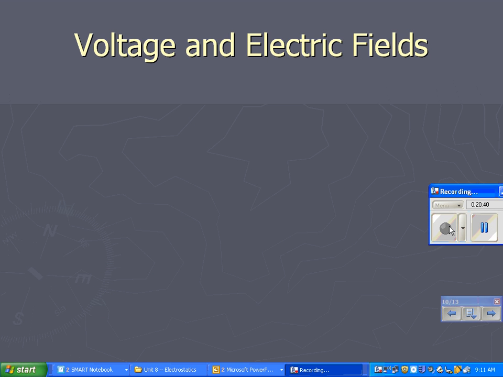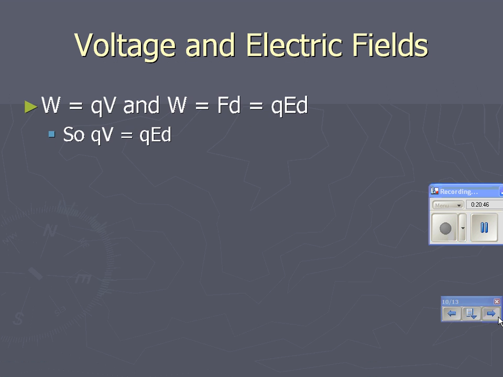Let's look at the relationship between voltage and electric fields, okay? Voltage and electric fields. So a couple of things here. We know that the work done on a charge is equal to Q times V, right? The charge times the potential that we move it through. But work also equals force times distance. But force is equal to electric field strength times charge. So I can plug this in for F and get this, okay?